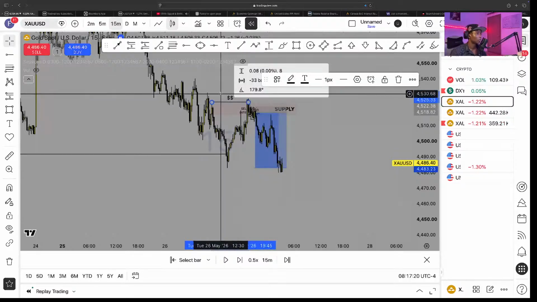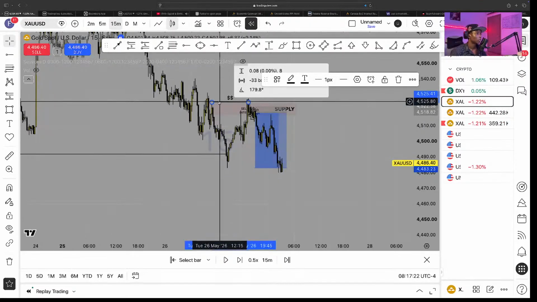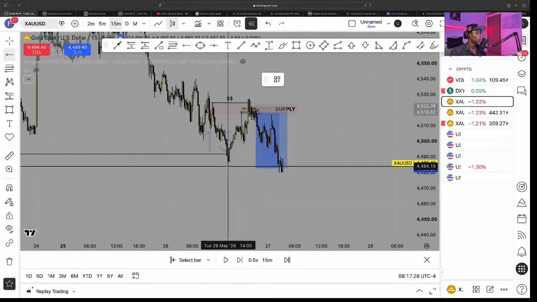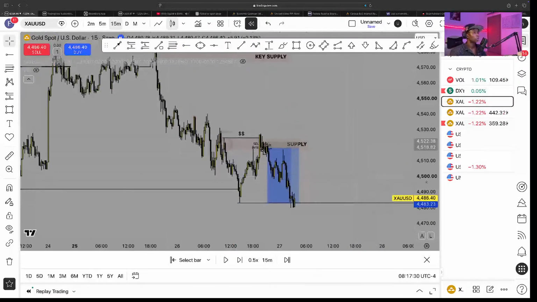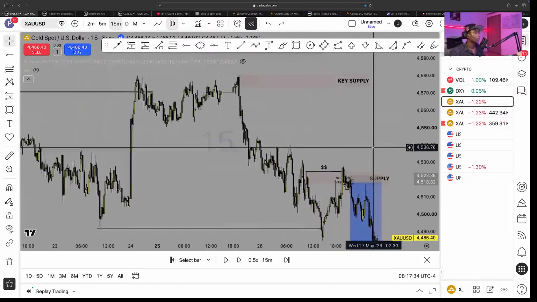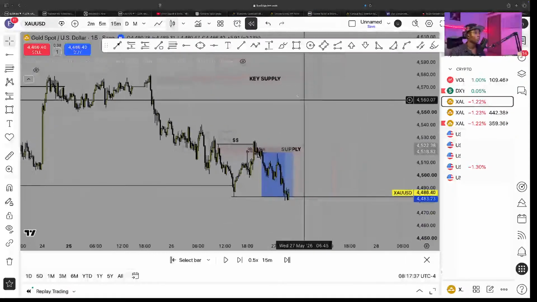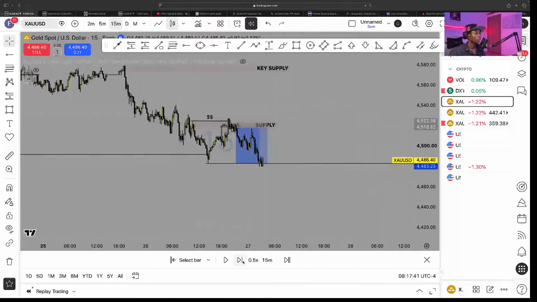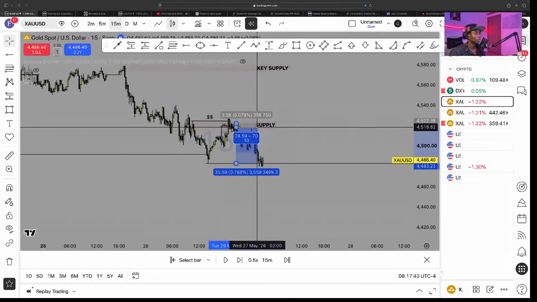After taking out this liquidity, the market decided to drop back down to this lowest point right here. So that's for the supply. We still have the key supply right here. Let me just keep this aside.